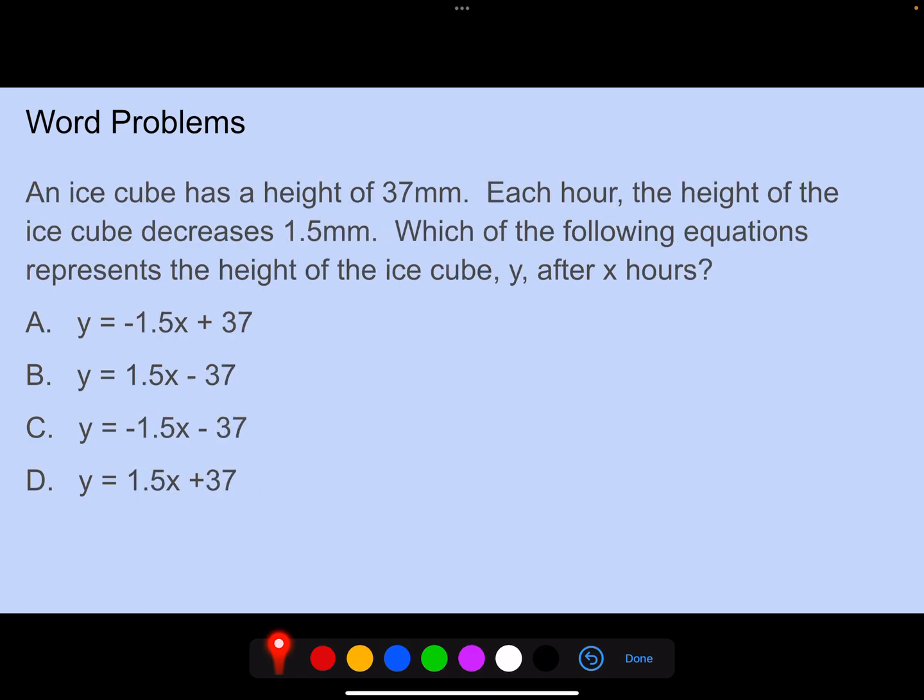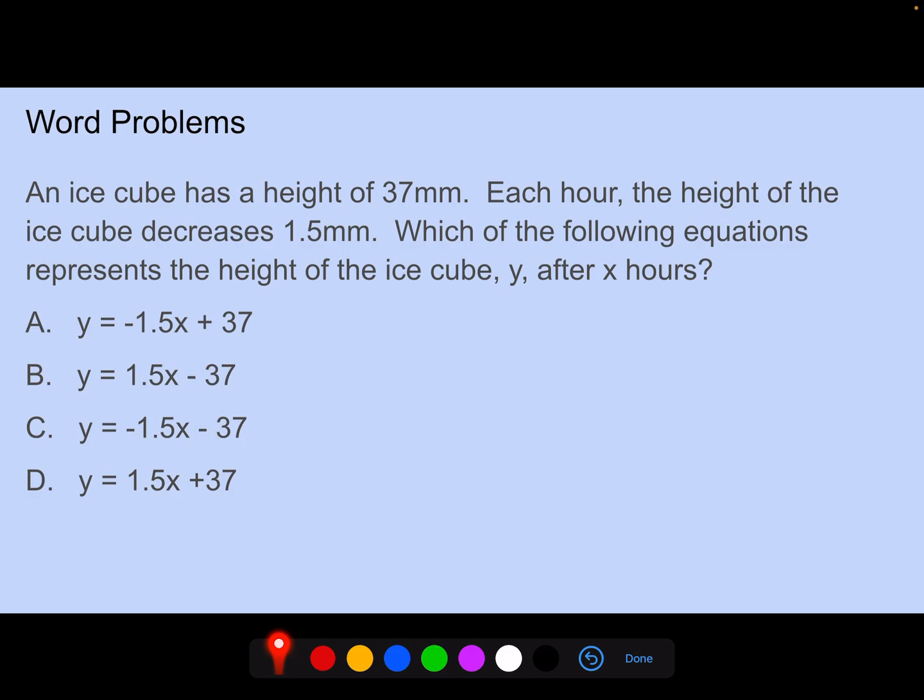All right. An ice cube has a height of 37 millimeters. You're like, how big is that? Doesn't matter. Each hour, the height of the ice cube decreases 1.5 millimeters. Which of the following equations represents the height of the ice cube y after x hours? Our big thing here is a height of 37. So I look and I say, it can't be negative. I can't have a negative height.